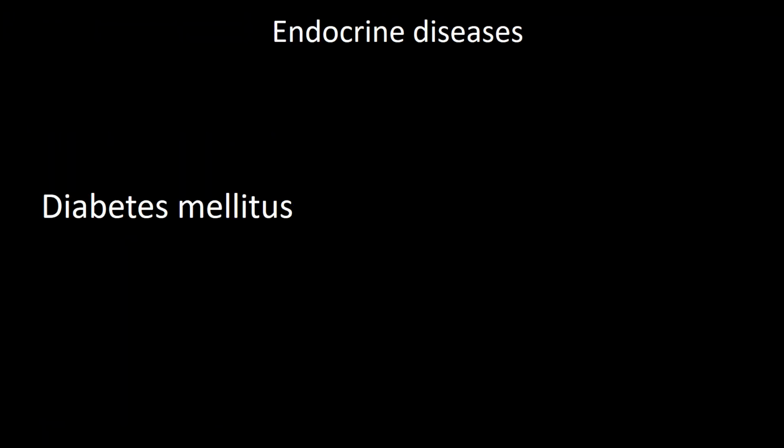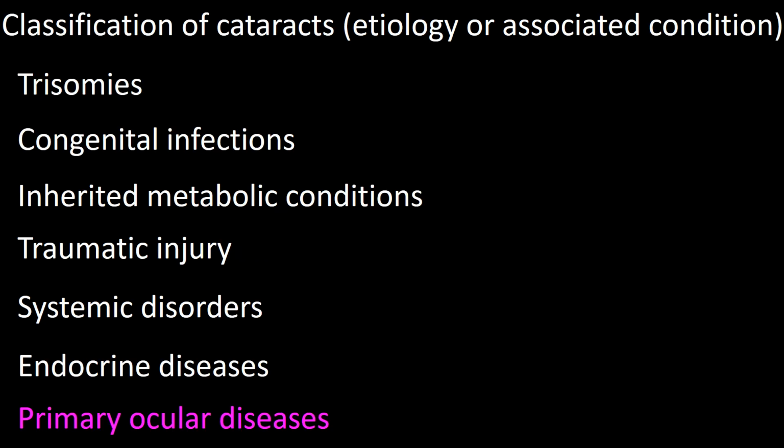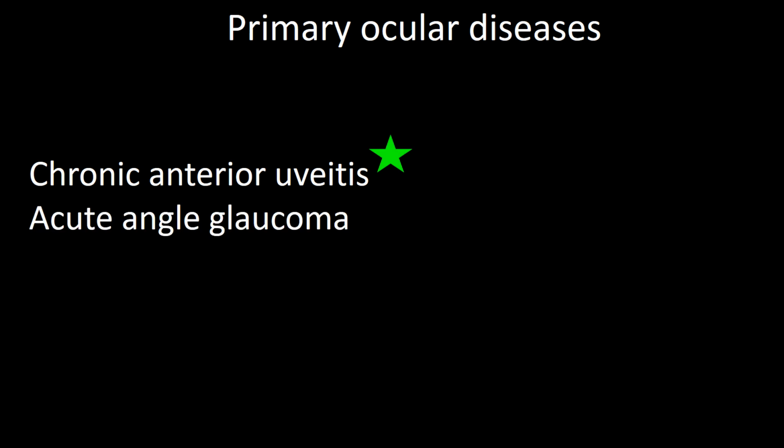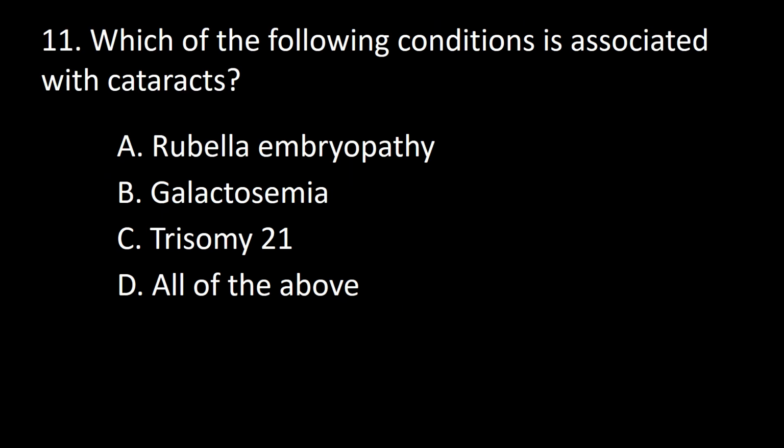Endocrine disorders such as diabetes mellitus, hypoparathyroidism, and hypothyroidism or cretinism can also be associated with cataracts. And finally, primary ocular diseases such as chronic anterior uveitis, which is the most common cause of secondary cataract, acute angle glaucoma, high myopia, and hereditary fundus dystrophies can be associated with cataracts. So the answer to this question is D.